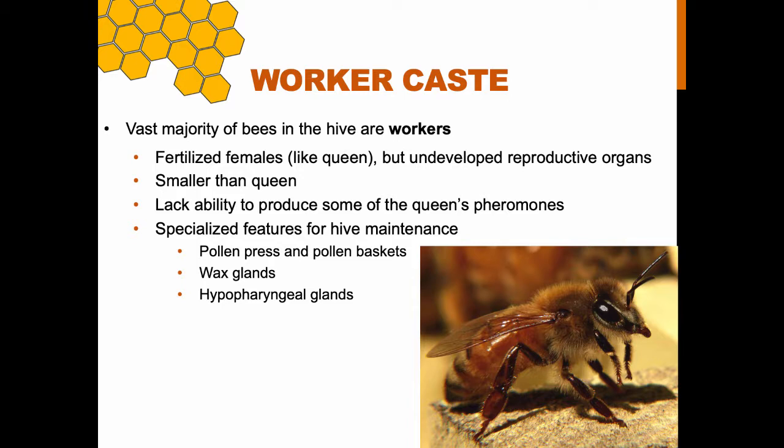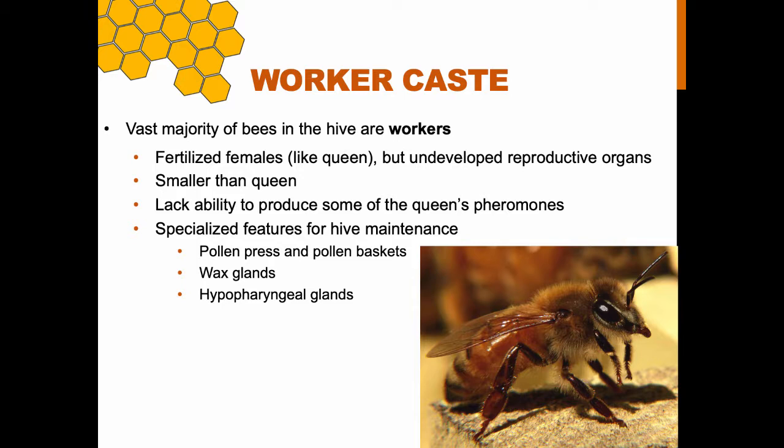Workers are all fertilized females, just like the queen's egg. But the difference is that during their development, they never develop fully formed reproductive organs. So they are incapable of reproducing like a queen is. They tend to be smaller than the queen, and they also tend to lack the ability to produce some of the queen's pheromones. So the queen has a real monopoly on the whole range of pheromone production and the ability to lay eggs.